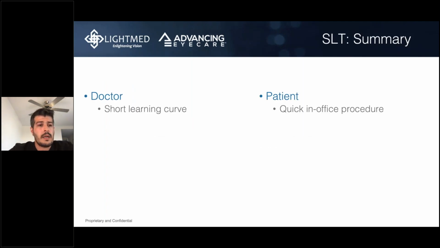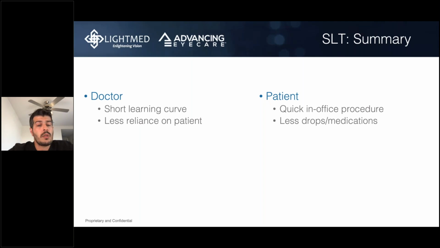So this is a summary slide. I tried to divide reasons why SLT is very popular from the doctor's standpoint and from the patient standpoint. For the doctor, short learning curve. If you do any procedure, if you're a surgeon, this is probably the easiest procedure ever in all of ophthalmology. Even compared to other laser procedures like a YAG capsulotomy and other laser procedures, this is probably the easiest in-office laser procedure. From patient's perspective, it's quick and it's in office that they're used to and they're familiar with.